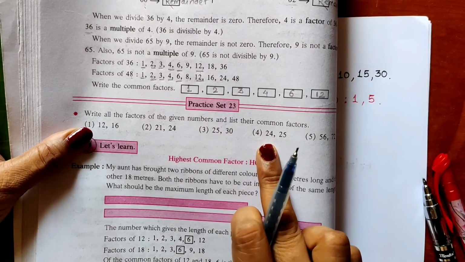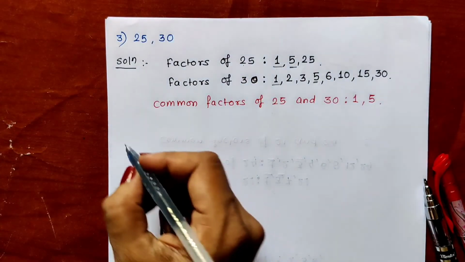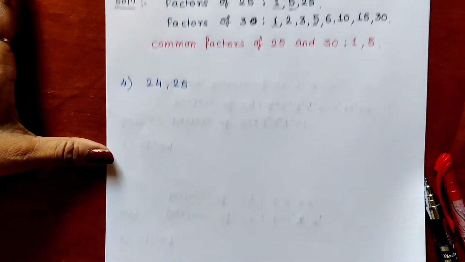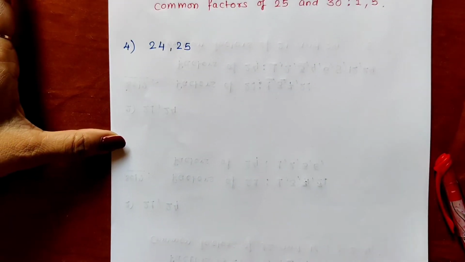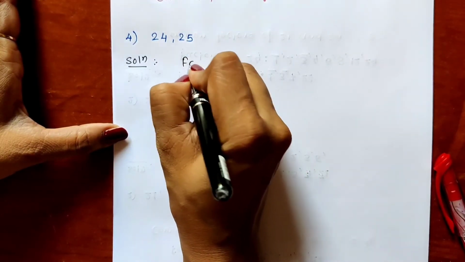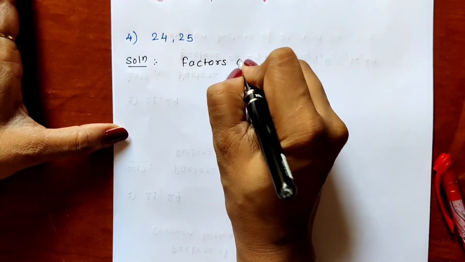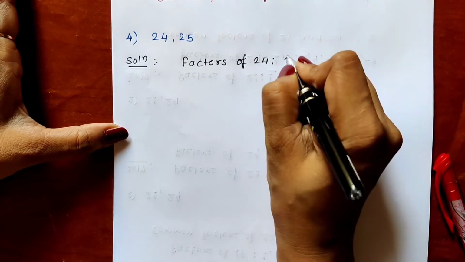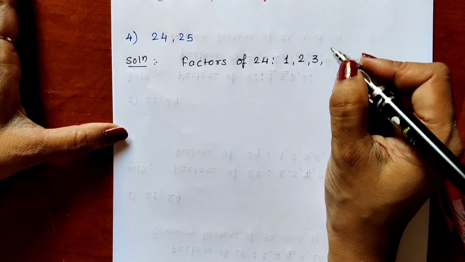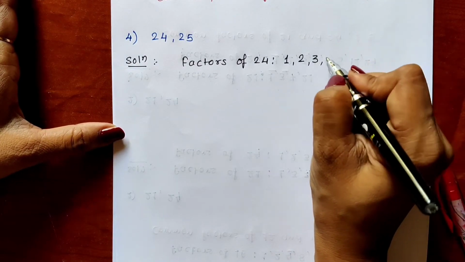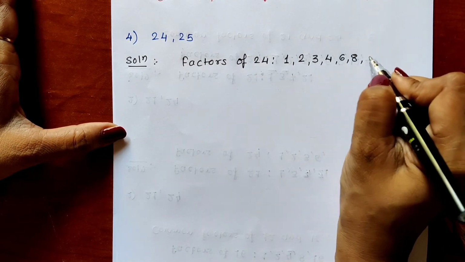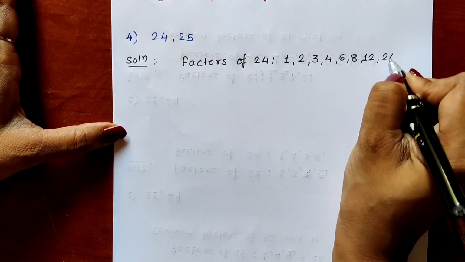Now the fourth and last sum from practice. Two more sums are there. Fourth sum we will write first, 24, 25. Factors of 24. 1, correct. After that 2 is there, 3 is there. We have seen in our second sum the factors of 24. Then 4 is there, 6 is there, 8 is there. After it 12 is there, and then 24 is there.